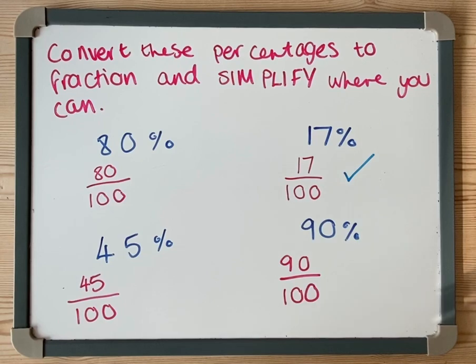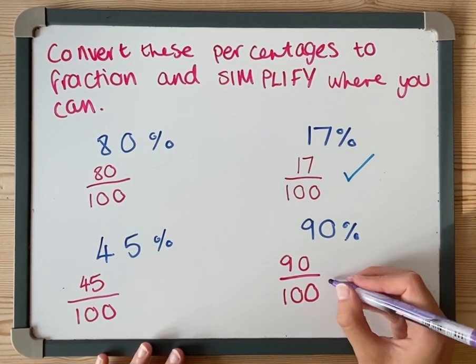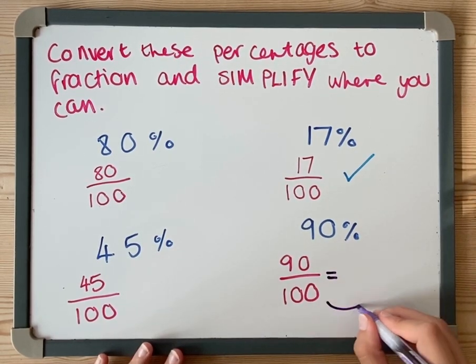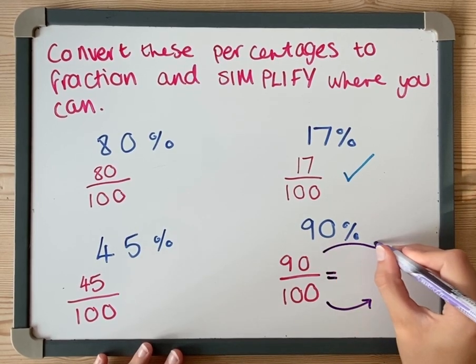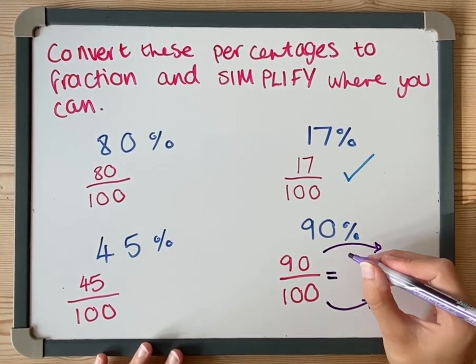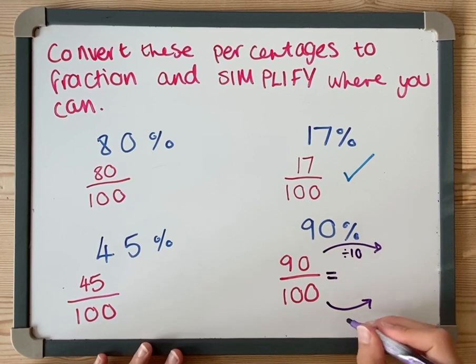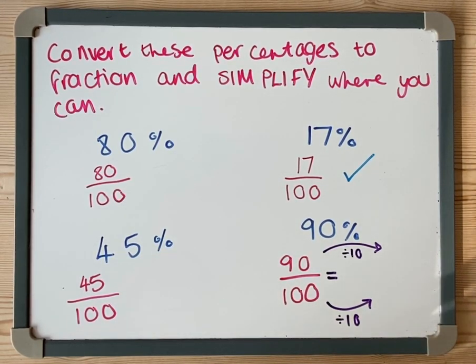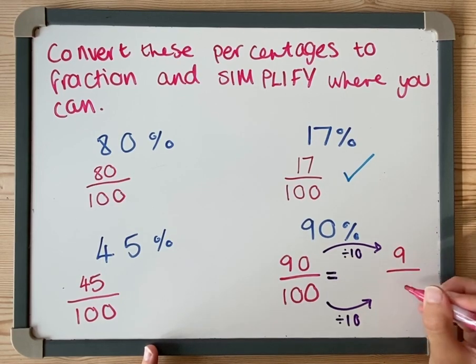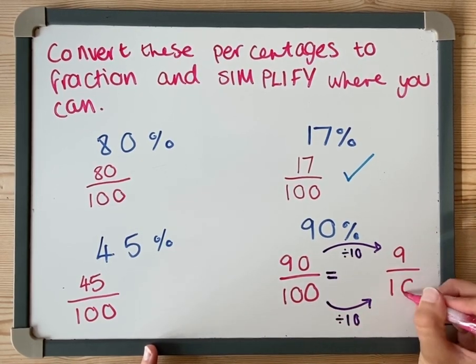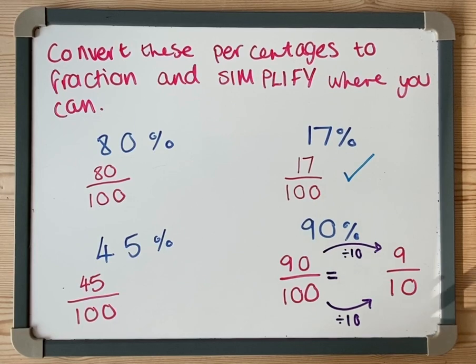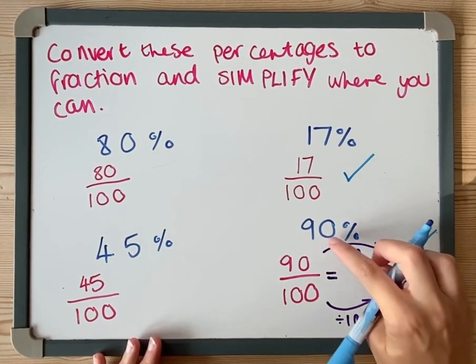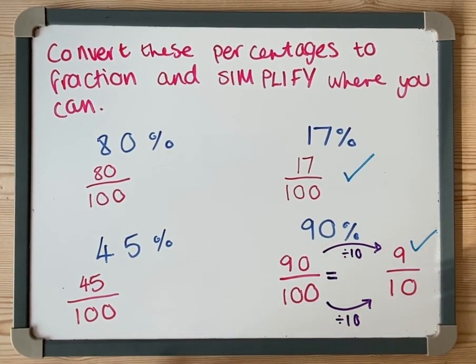This one down here, we can simplify. What can we divide both 90 and 100 by? If you said 10, you would be absolutely right. They are both in the 10 times table. 90 divided by 10 is 9, and 100 divided by 10 is 10. So that has simplified to 9/10. So 90% is the same as 9/10.